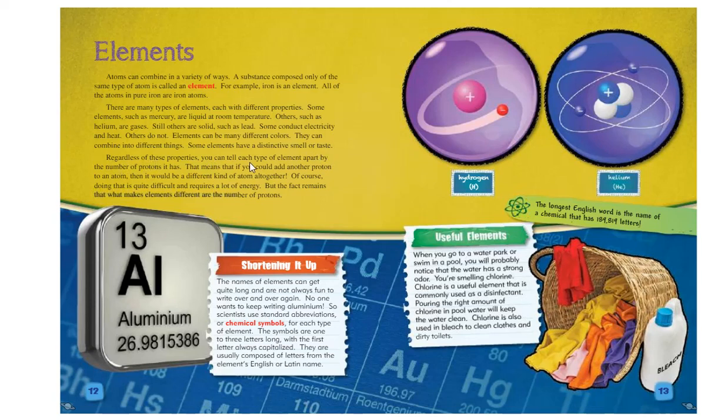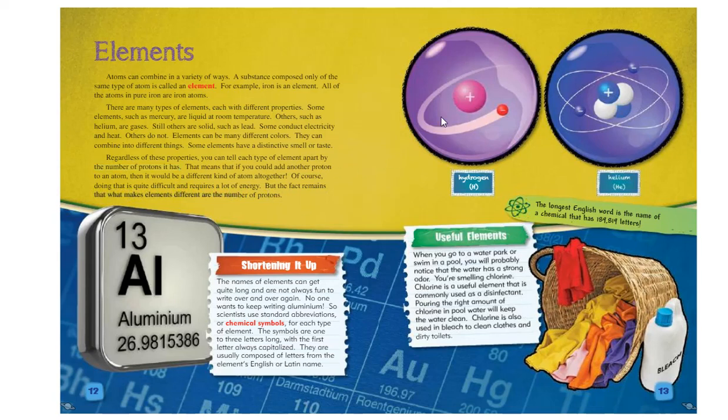Regardless of these properties, you can tell each type of element apart by the number of protons it has. That means if you could add another proton to an atom, then it would be a different kind of atom altogether. Of course, doing that is quite difficult and requires a lot of energy. But the fact remains that what makes elements different is the number of protons.